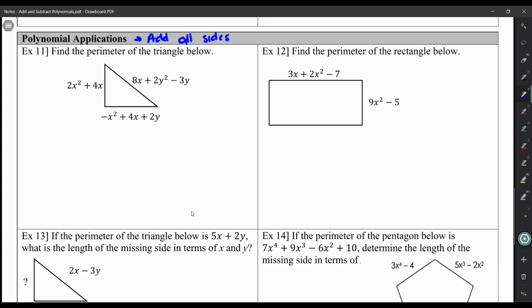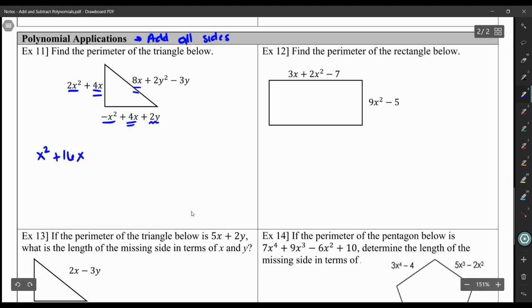perimeter. Now you can rewrite this kind of like the ones above where they're all side to side, or you can do this straight from the figure. I have 2x squared and a negative x squared. Those are the only x squareds I have, so I can add those up and make an x squared. I have 4x and 4x and 8x, all of like terms. So 4 plus 4 makes 8, and 8 plus 8 makes 16x.